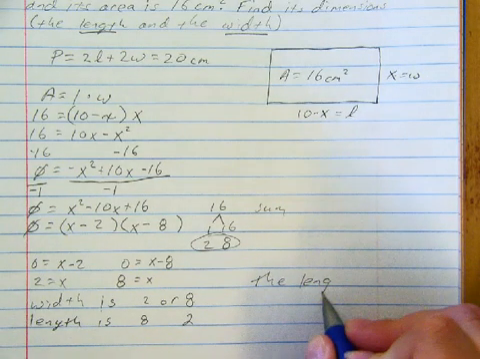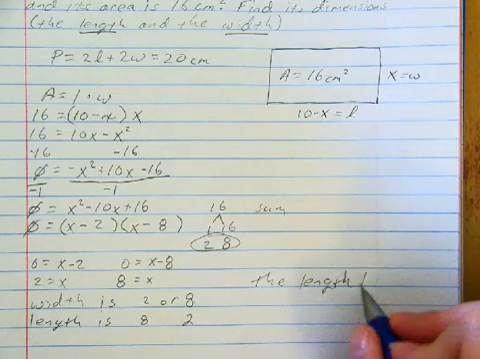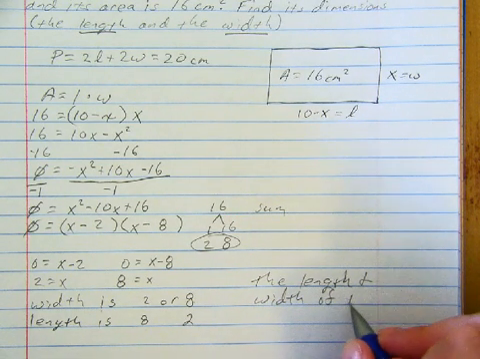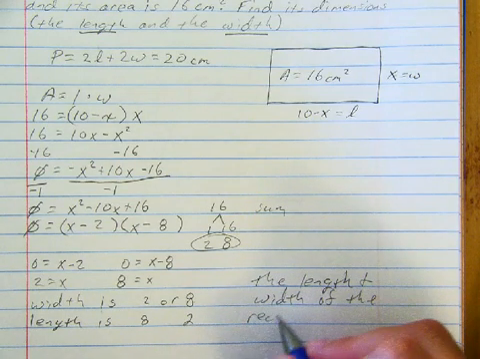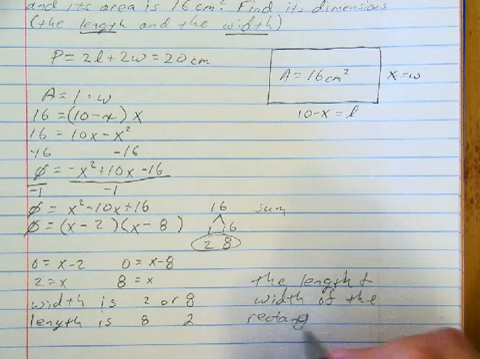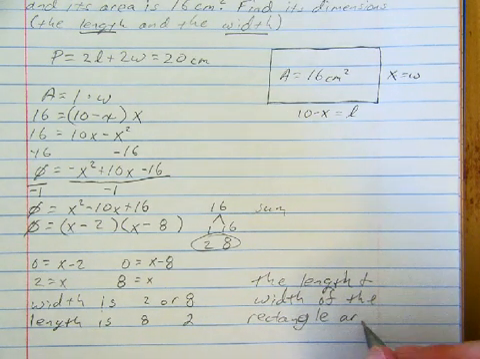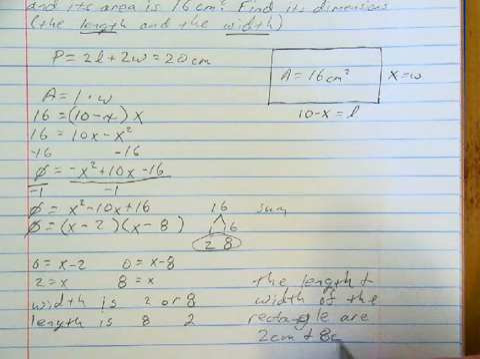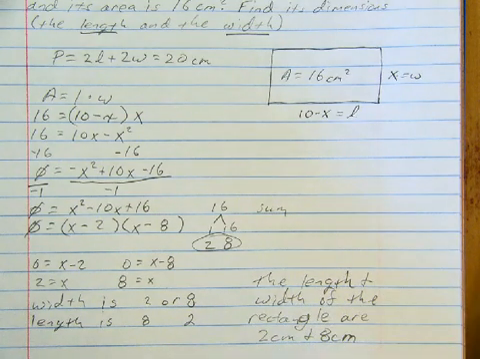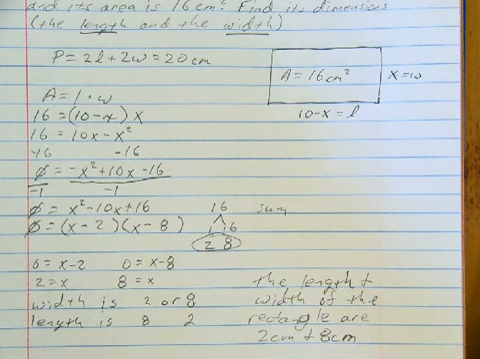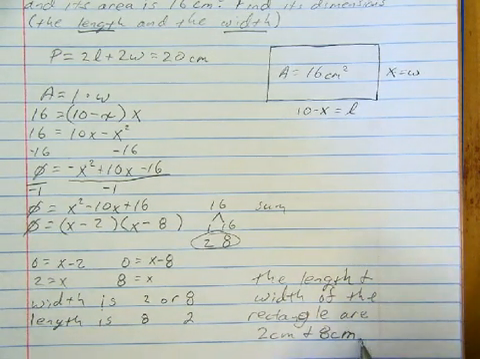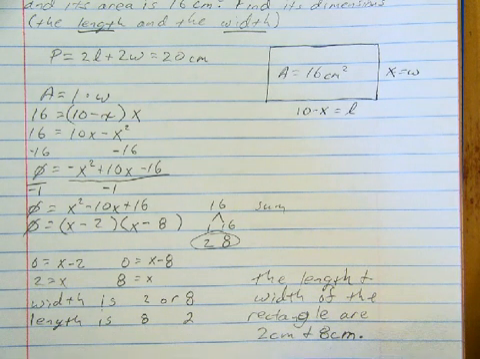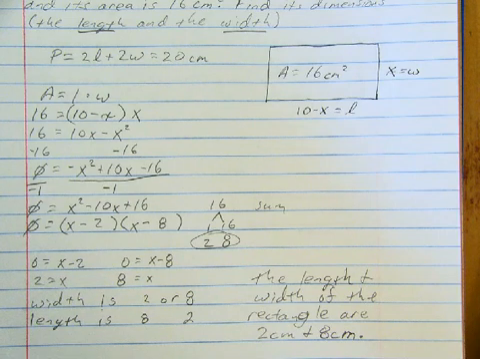The length and width of the rectangle are 2 centimeters and 8 centimeters. Okay, and like I said, length can be 2, width can be 8, or width can be 2 and length can be 8. It doesn't make any difference. All right.